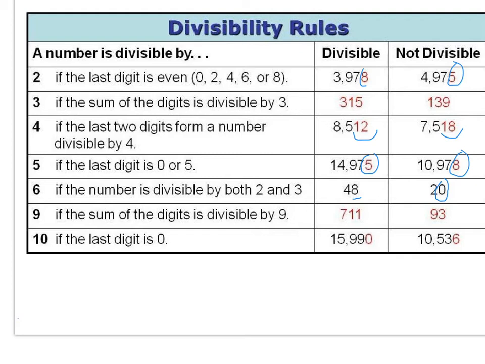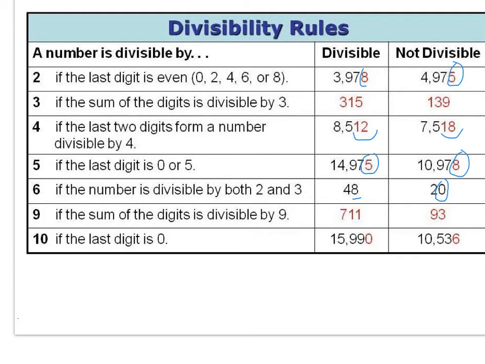A number is divisible by 9 if the sum of the digits is divisible by 9. Again, the sum of the digits, 7 plus 1 plus 1, is 9. 9 is divisible by 9. But 9 plus 3 is 12, and 12 is not divisible by 9. So 93 is not divisible by 9.